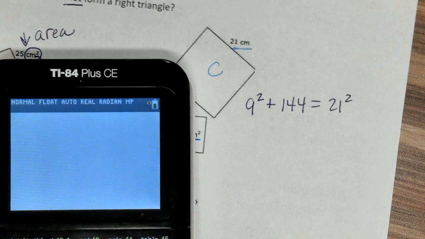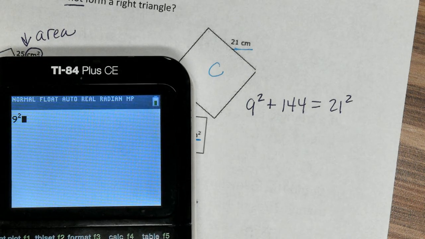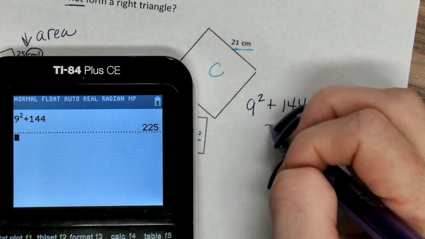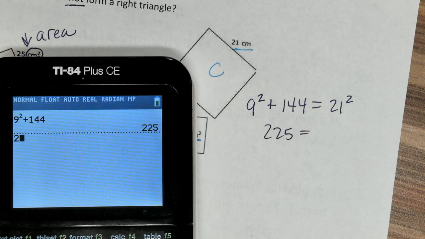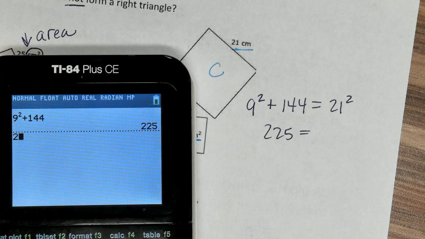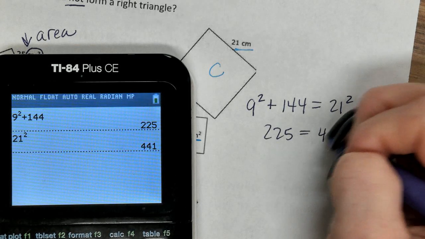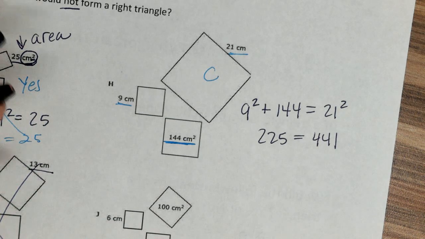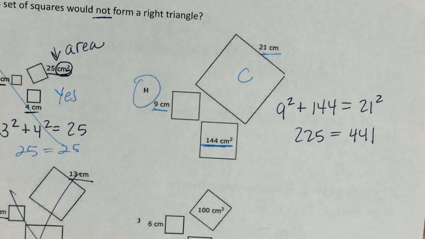Okay, so I'm going to type it in. 9 squared plus 144 is 225, and 21 squared is 441. Do those equal? No. So that is not going to form a right triangle.